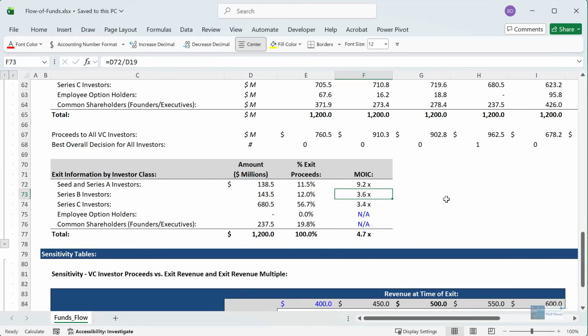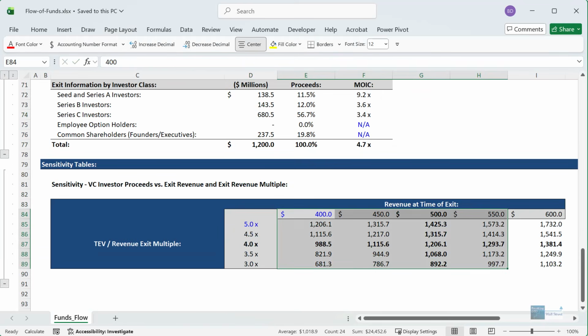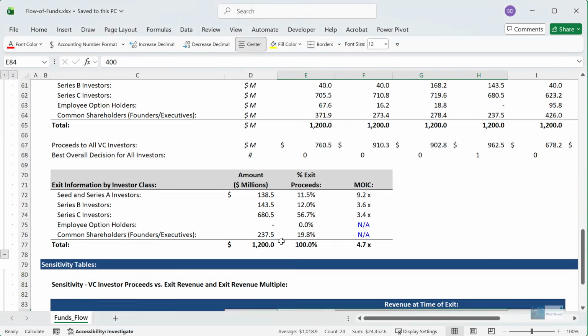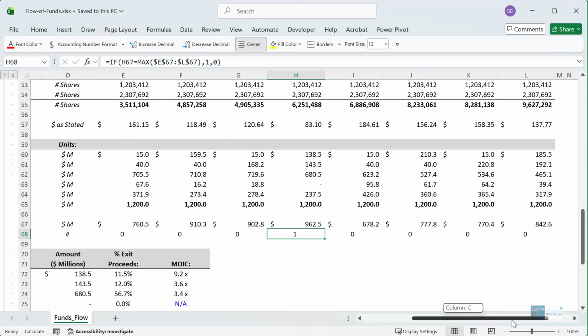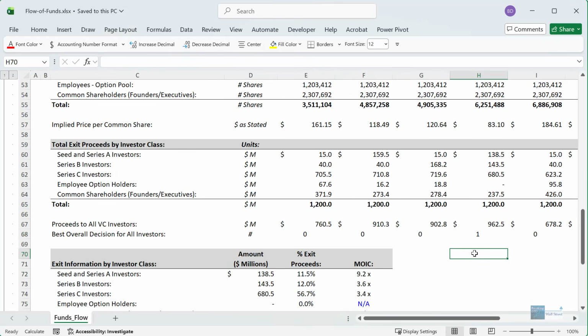And then at the bottom, we can calculate the multiples and the percent of the exit proceeds, and we can use XLOOKUP to retrieve the appropriate amounts for each group right here. You can also create sensitivity tables after that at the bottom. And so this is how you set up a flow of funds schedule to run a very simple simulation and to see which conversion decision is best.